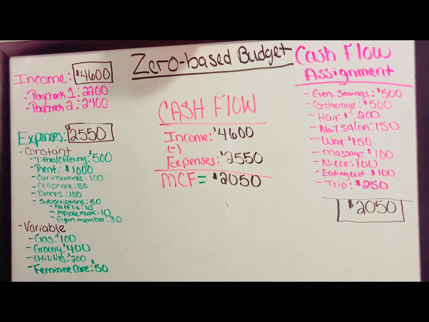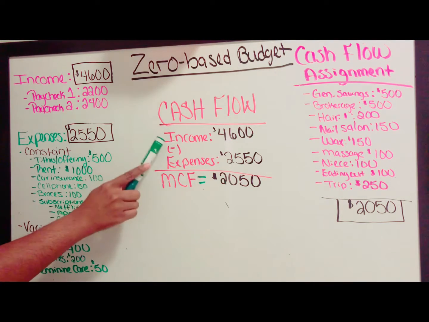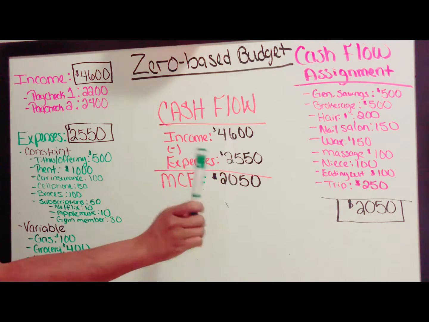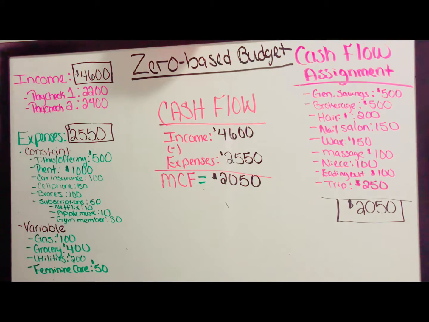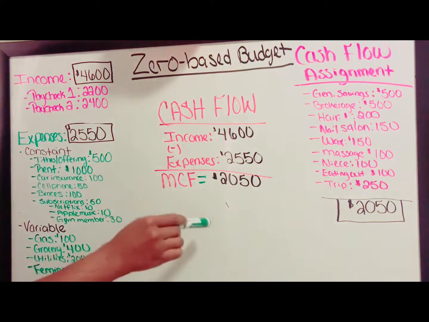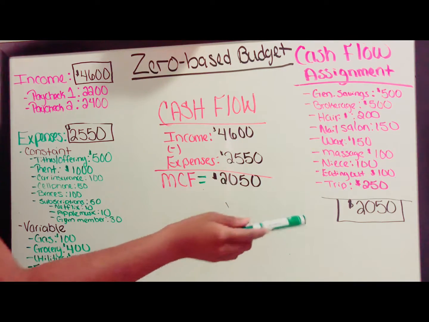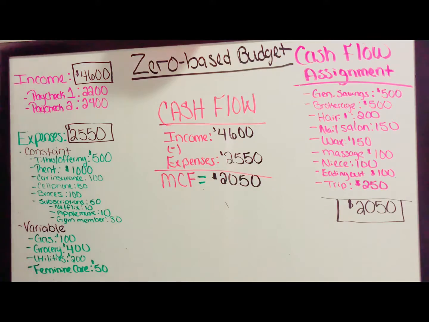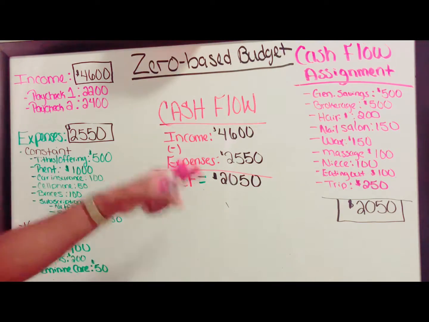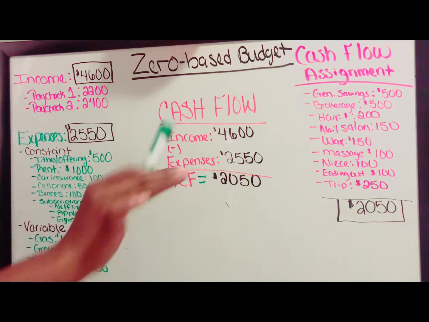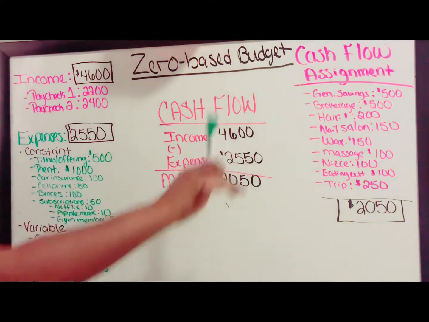So we know we bring home $4,600. It costs us $2,550 to just live. At the end of the day, after that's done, we have $2,050 left over. Most people stop right here, and then they wonder why they can't figure out where their money is going. They're always at the end of the month like, I don't have any money. And I get it. Some people don't even have a cash flow. Don't worry, we'll get there.